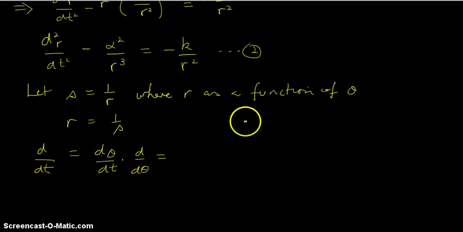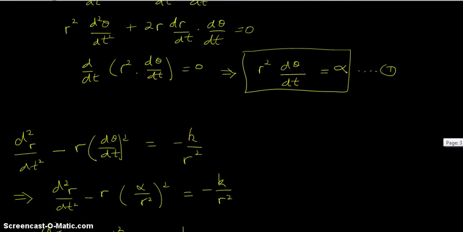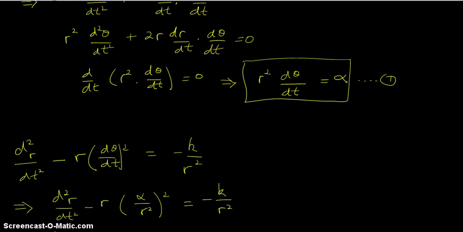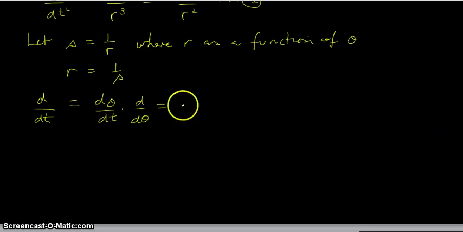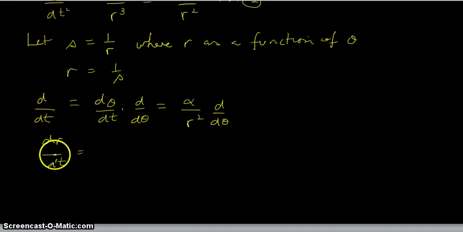And d theta dt, we saw a moment ago from up here, is alpha on r squared. So we'll replace that here, alpha on r squared d theta. So that brings us to dr by dt. The differential operator d dt acting on r gives us alpha on r squared dr d theta. Now, where does that take us?